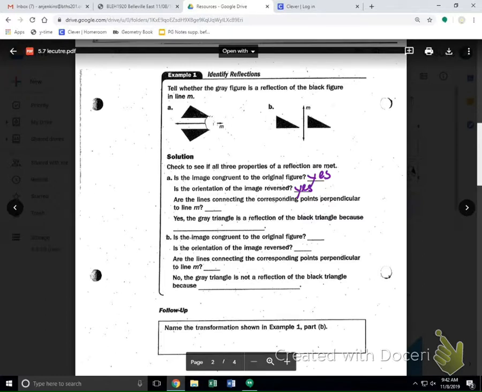And then our last one is when we connect the corresponding points, are they going to be perpendicular to M? So if I connect here, here, and here, does that form perpendicular lines? It does, yep. So we have yes there. So since we answered yes to all of them, we know that this is a reflection. And so we can say yes because all properties are met. So in the blank is all properties are met.